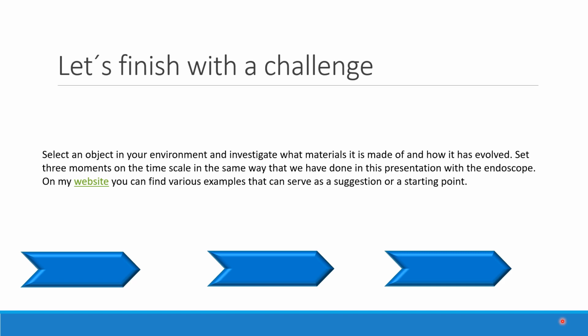Okay, it's not very difficult. It's easy. I ask you to select an object in your environment, whatever you want, a table, a chair, a paper, whatever you want, and investigate what material it's made of. Then think on the same object, but in 3 different moments of the history.